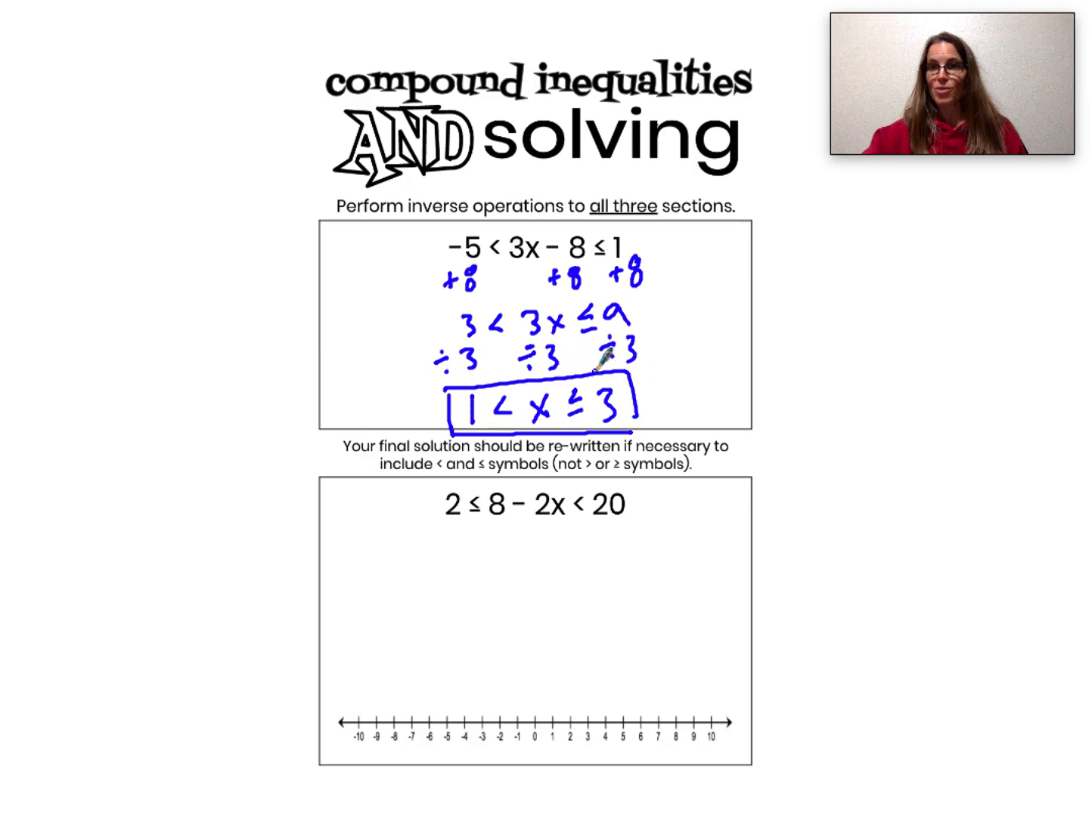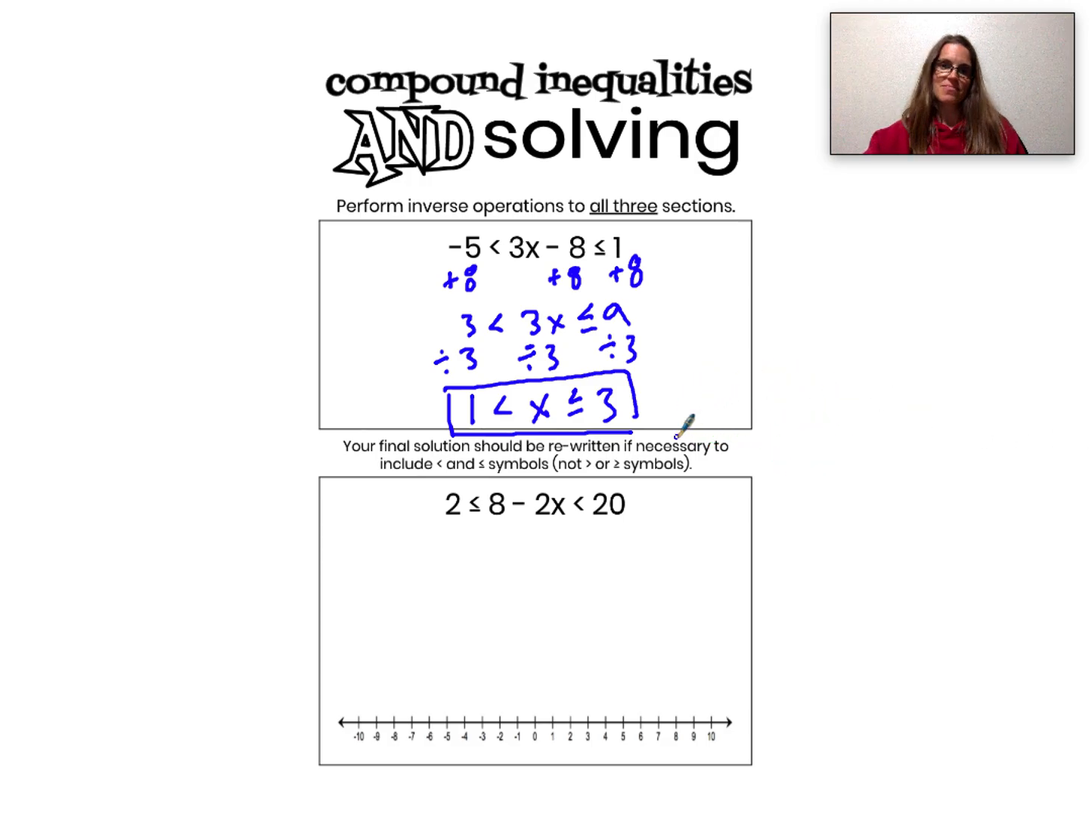This is the final form that I would like, only including less than or equal to symbols. This is because, think about my graph, I would have an open dot at 1, a closed dot at 3, and I would connect in between. So I want only less than or equal to symbols so that my solution matches my graph.